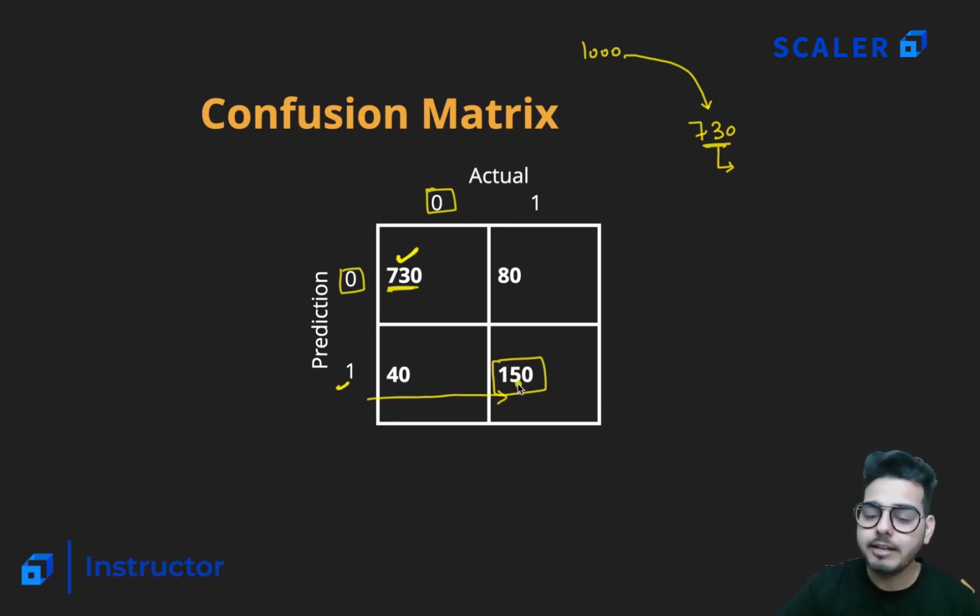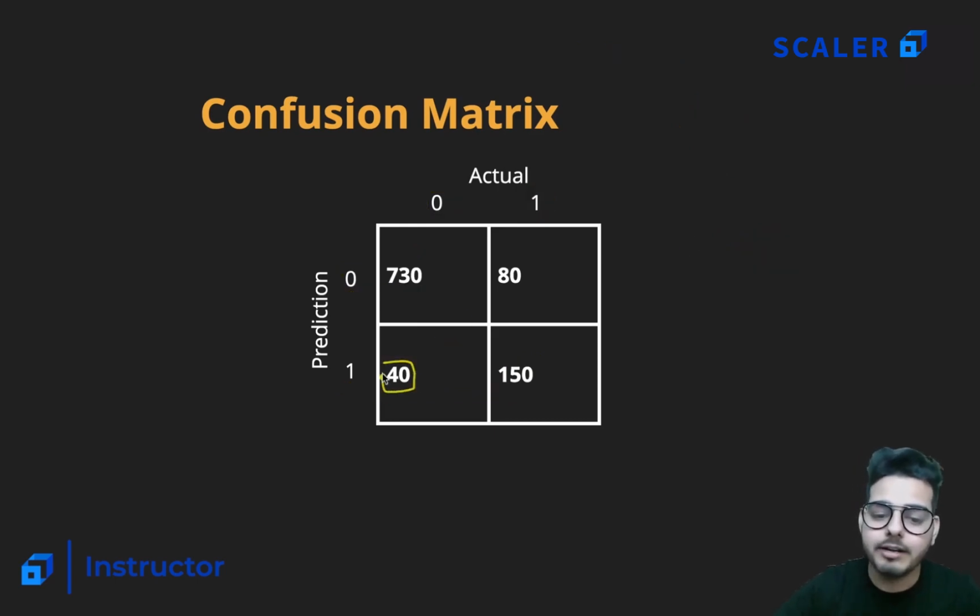Model is saying that these people will leave, and in actual we observed that the next month they left the company. So again, the model is correct about these 150 people. So out of 1000 people, these 730 plus 150 people, the model is correct about. But what about this 40 and 80?